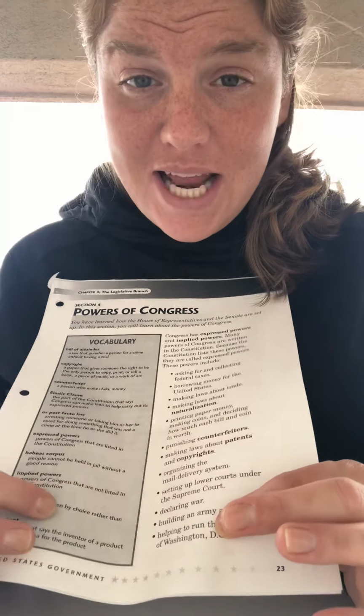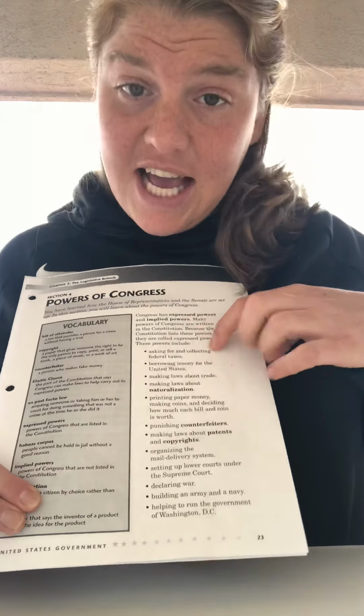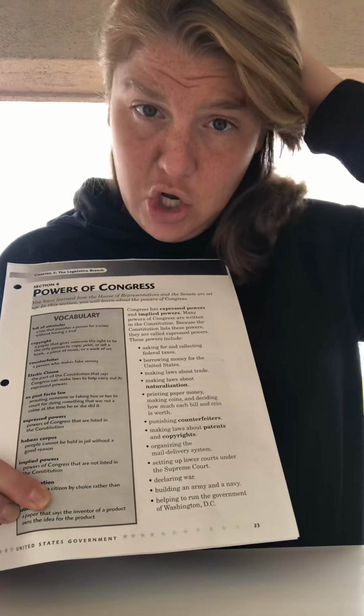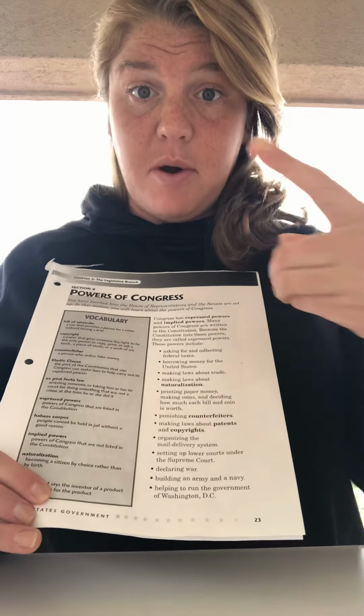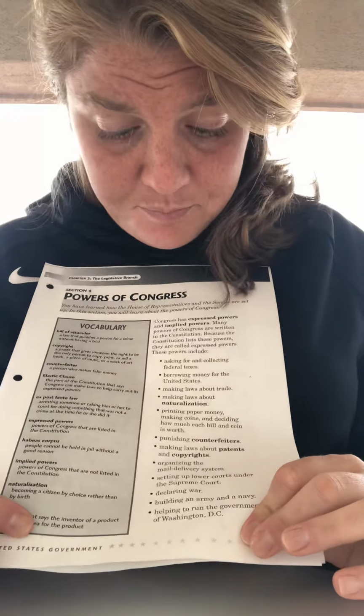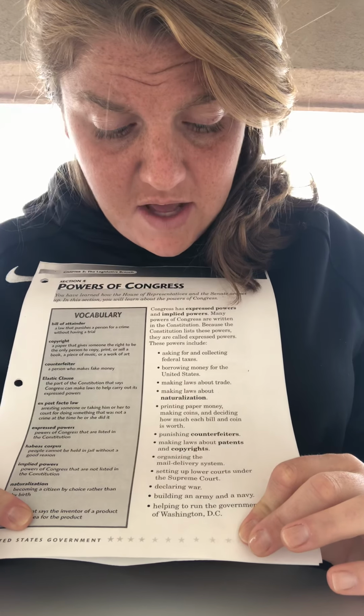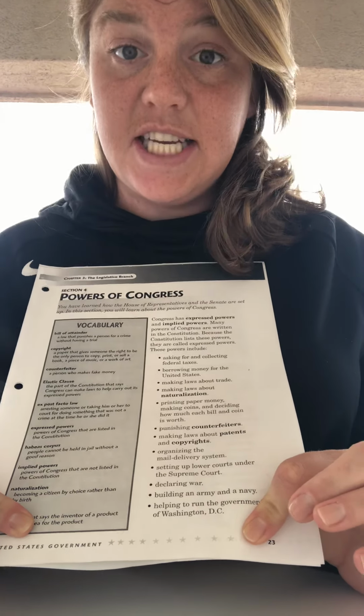Building an army and a navy. So they use the tax money, the federal tax money, to create an army and a navy and to provide for them, to keep us safe and our defenses safe. And helping to run the government of Washington, D.C. So remember, Washington, D.C. is the capital of the United States of America.